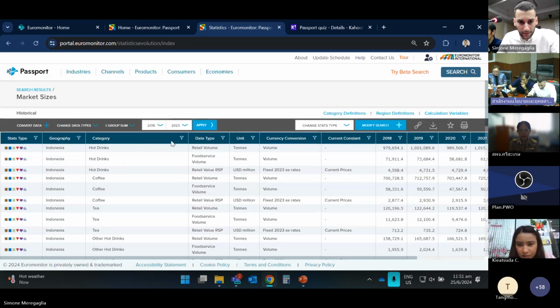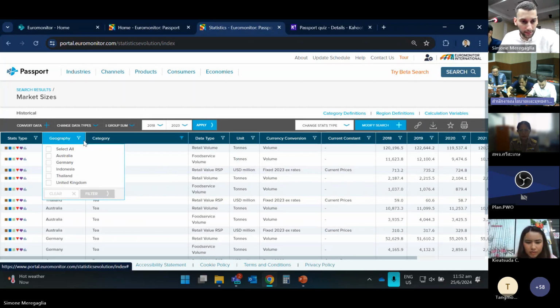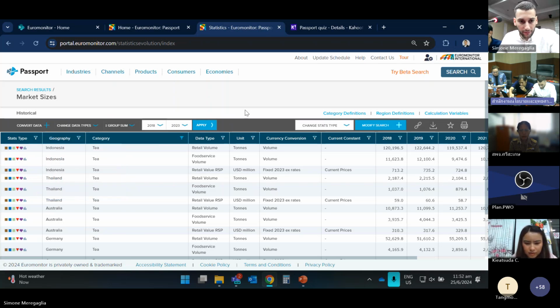And then, sorry, I just want to refilter for tea. You see, for example, I want to look at all the countries. We have in Indonesia the retail volume in tons, or you have also the food service volume in tons. You have the retail value, so the sales in USD million. And the same goes for Thailand.